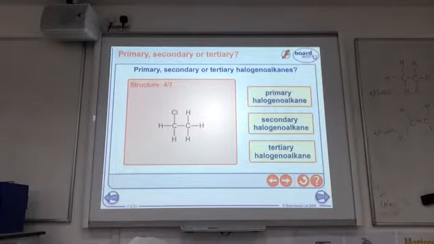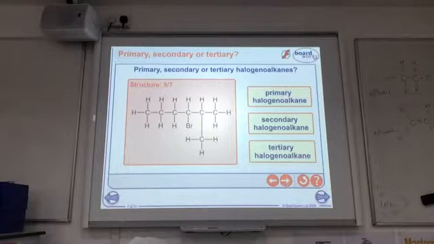Who else now? Angie. Primary. You are correct, even though it won't tick for me. Primary is correct. It's at the end of the chain. It's got 1 R group. It's joined to 1 other carbon atom. And all of those things.